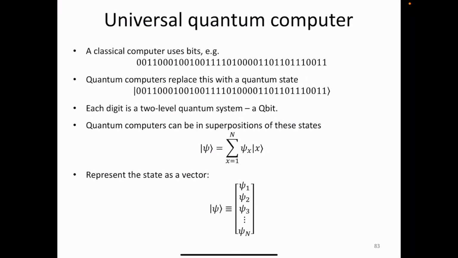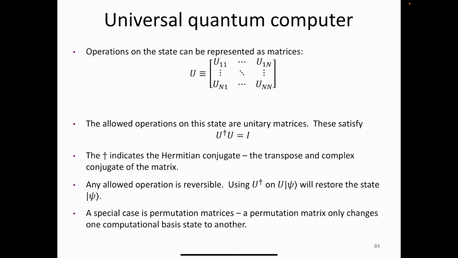A classical computer, as you know, uses bits or strings of bits to do a computation on the most fundamental level. On a quantum computer, we replace this with a quantum state. Each digit that you see here on top is a 2-level quantum system, the 1 qubit that you remember from before. As long as you don't look at it, you are in a superposition of states. This is the formal way of writing these superpositions down, representing them in vector form with the probability amplitudes psi sub 1, psi sub 2, until psi sub n. Operations, as we remember, can be represented as matrices, unitary matrices. The allowed operations, as we had a couple of times before already, must satisfy this condition here. Any allowed operation is reversible, and applying U dagger after the original U applied to a state will restore the state. Okay.